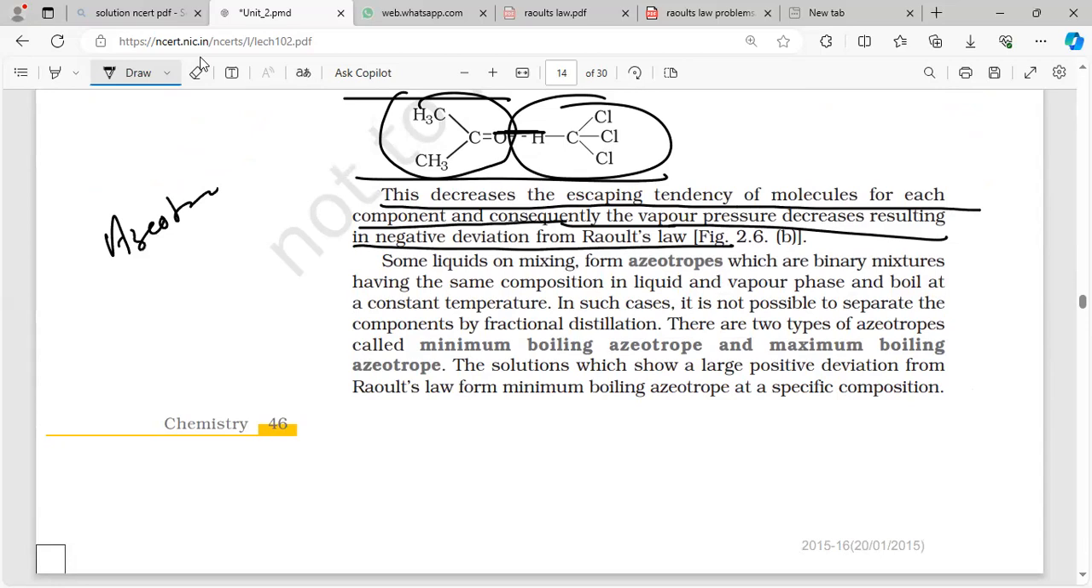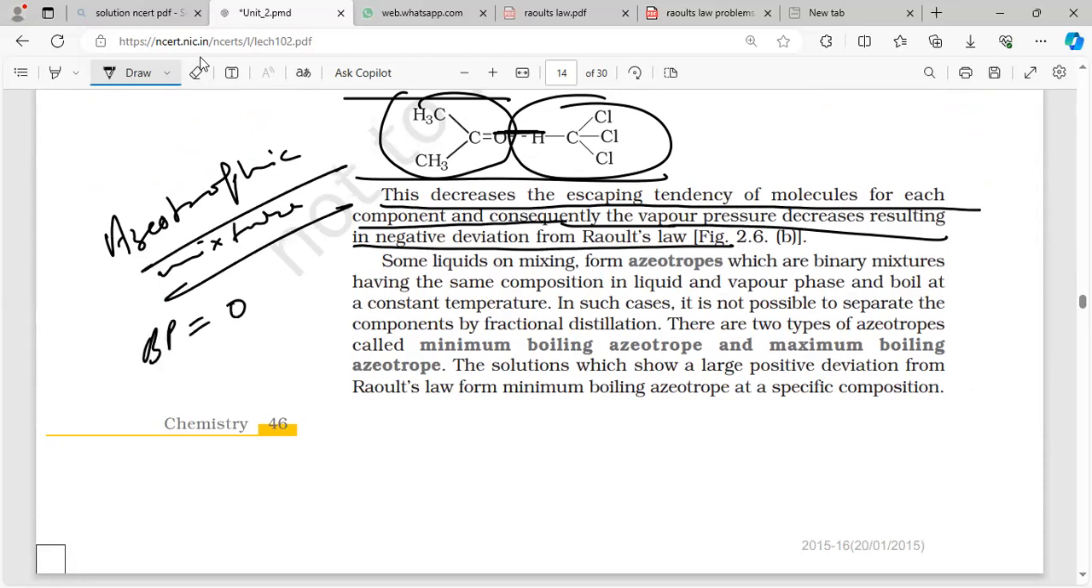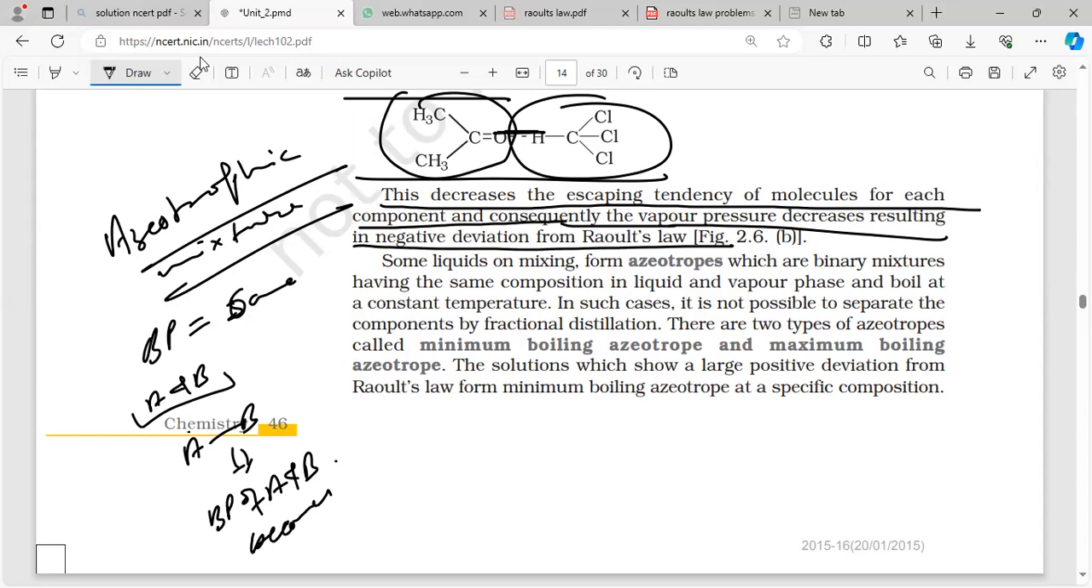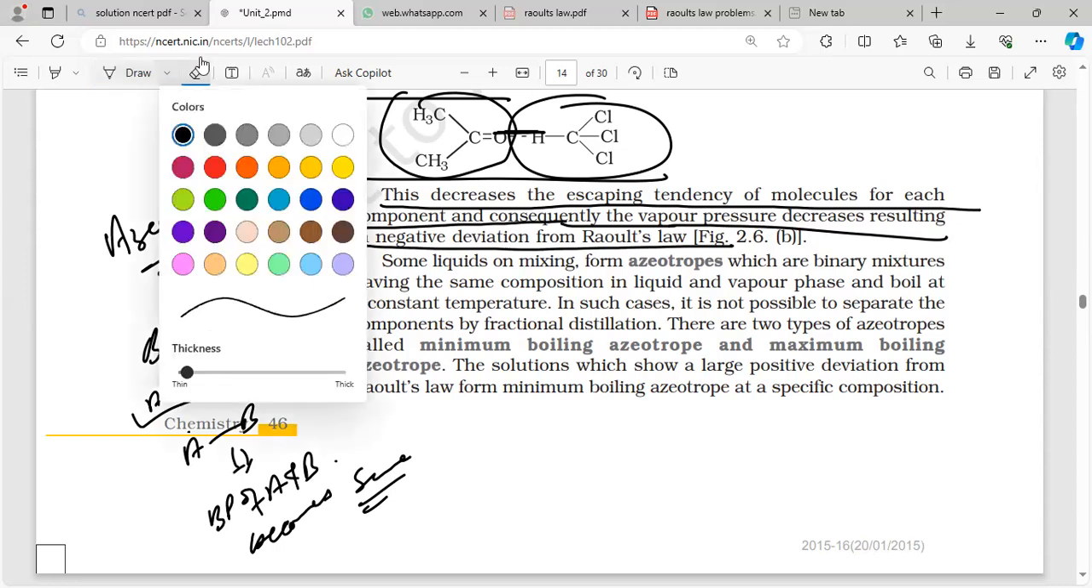Now, a very important point: azeotropic mixture. What is an azeotropic mixture? The boiling point of the mixture is the same. Suppose A and B two are there, and they form an AB solution. So the boiling points of A and B become the same. When the boiling point of the two components becomes the same, that is called an azeotropic mixture. Now you read, then it will be more clear to you.